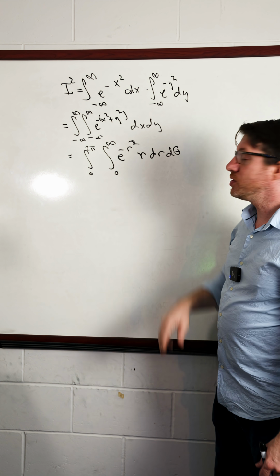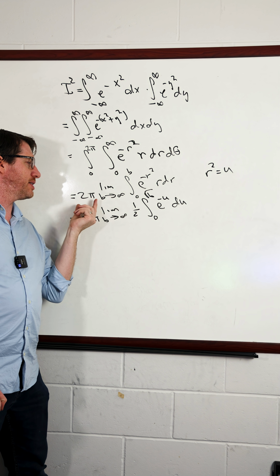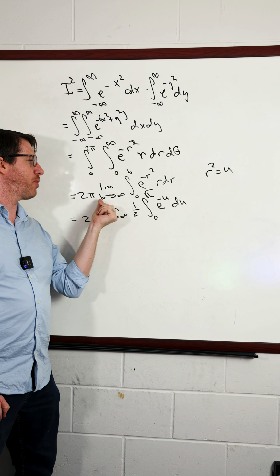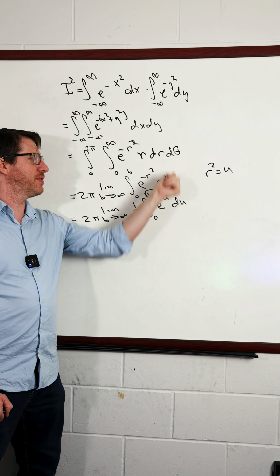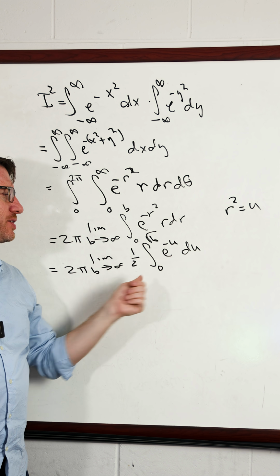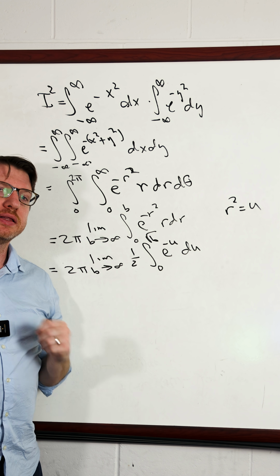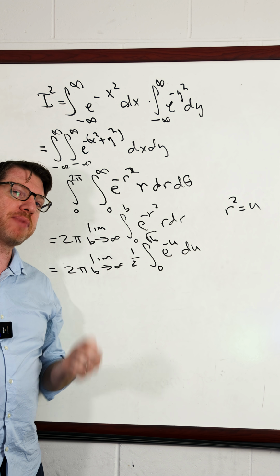And then I'm going to make a u substitution of u equal to r squared. We have now integrated with respect to theta, so that is 2 pi. Change this to an improper integral, limit as b goes to infinity, of this, and then I use the u substitution r squared equals u. So the integral bounds are now from 0 to b squared, and we have simply the integral of e to the minus u.